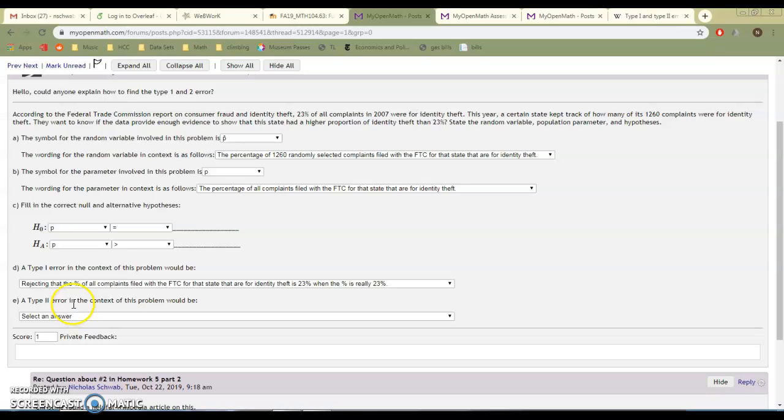The type 2 error that we could have made is a failure to reject the false H0. So for the state, it might not be 23%, but our hypothesis test might tell us that it is 23%. So the type 2 error would be a failure to reject this if it's not true. So in this case, that type 2 error would be failing to reject that the percentage of all complaints filed with the FTC for that state that are for identity theft is 23%. So they think it's 23%, but in actuality it's higher than that, and there's just something wrong with their sample that has made that error happen.